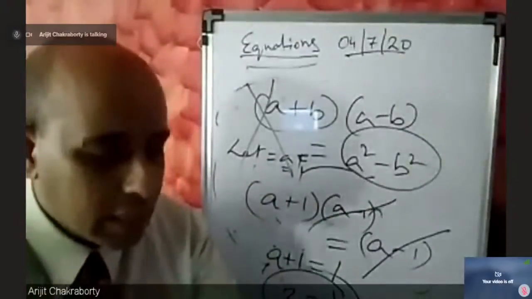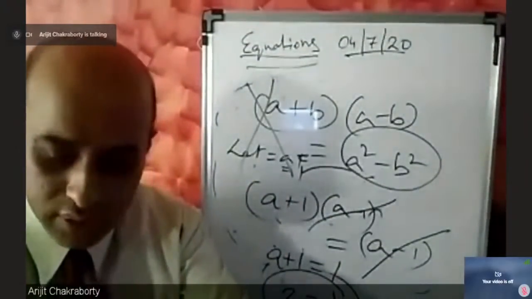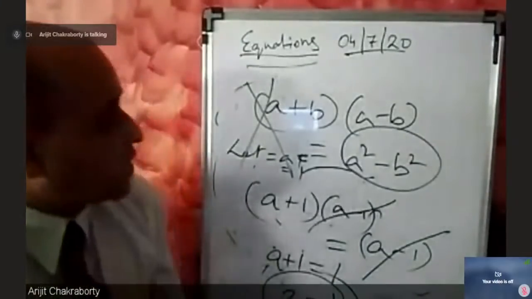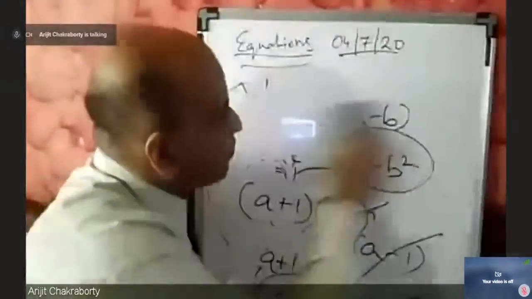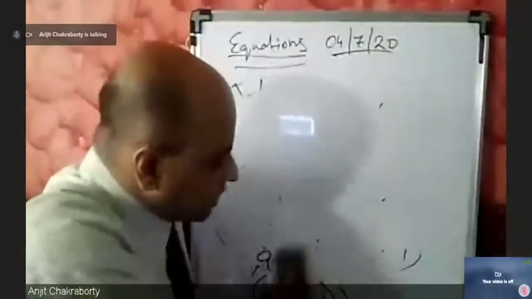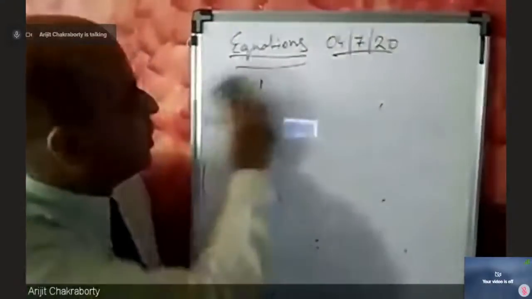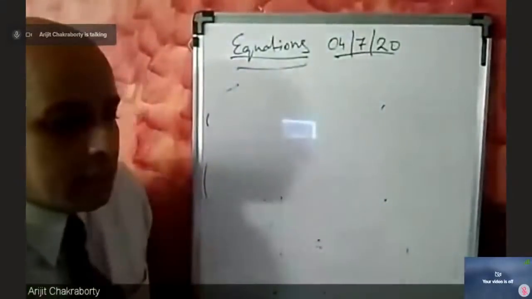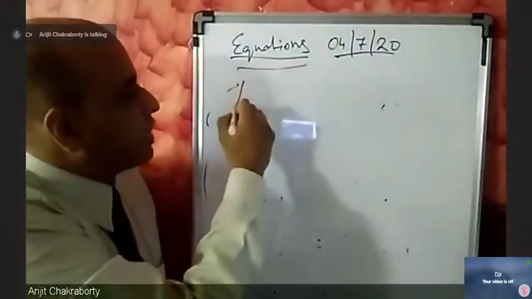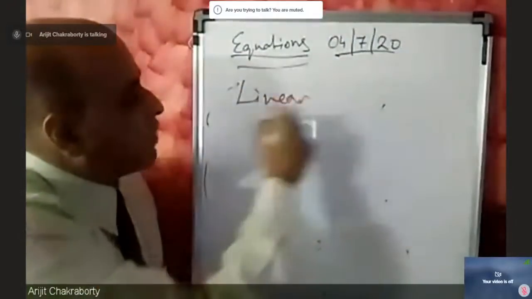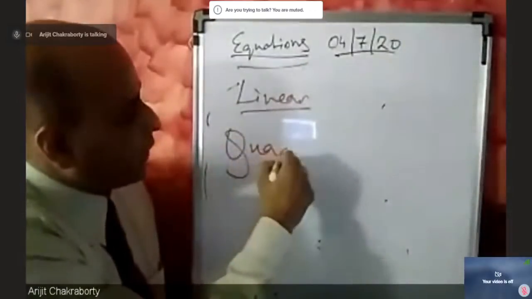Okay, now let's move on to the types of equations. So first we are discussing linear equations. Now what is linear? So let us talk about linear equations, and then we will see quadratic.